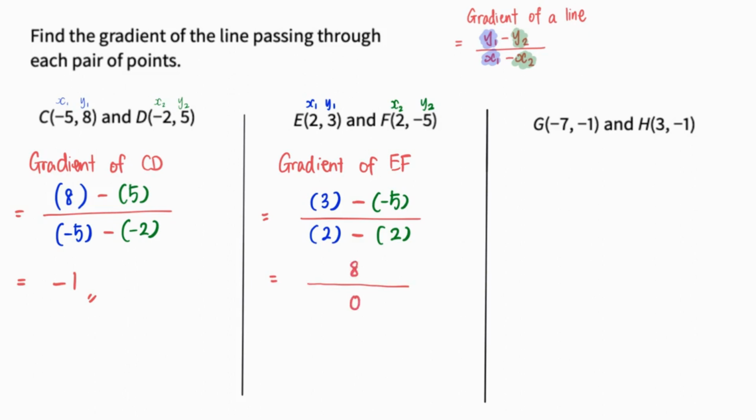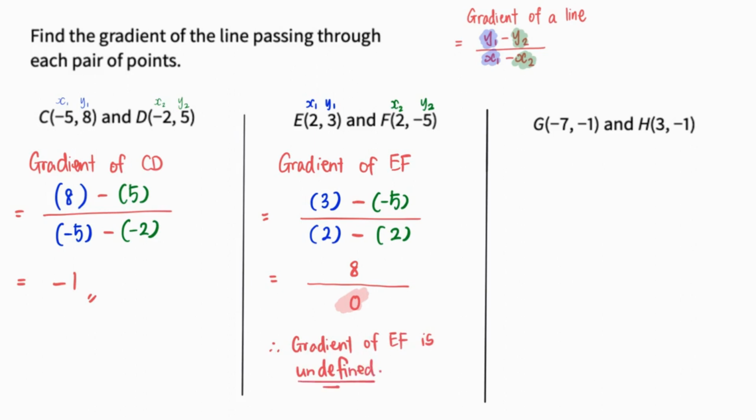Every time we have this situation where we are going to divide by a 0, this will not give me any answer, because for this particular case, the gradient is undefined. So the gradient of EF in this case here is undefined.